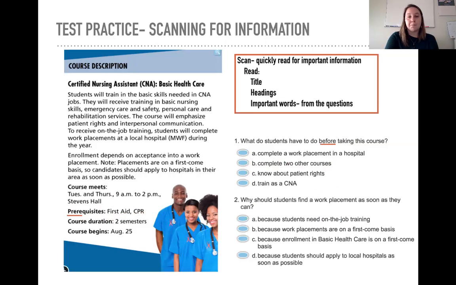Good. So B. We did not have to read all of this. We just read the title, the headings, and based on a little bit of vocabulary work, we were able to focus on this important word in the question so that we only had to read this little bit.